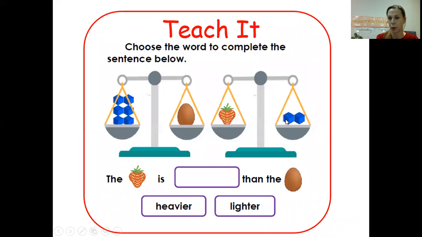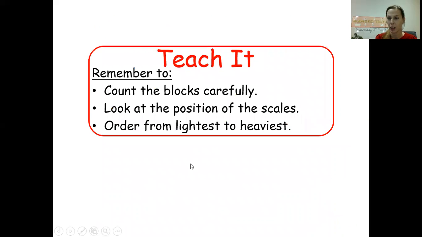Let's see. The strawberry weighs 1, 2 cubes, whereas the egg weighs 1, 2, 3, 4, 5, 6 cubes. So the strawberry is definitely lighter than the egg. What you need to do, children, is remember to count the blocks carefully. Look at the position of the scales. That comes in really important later.